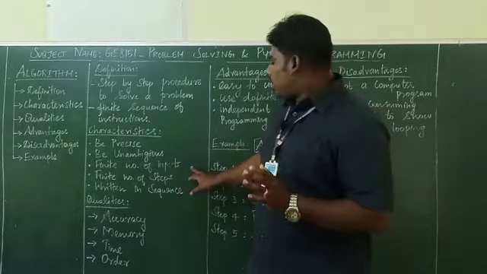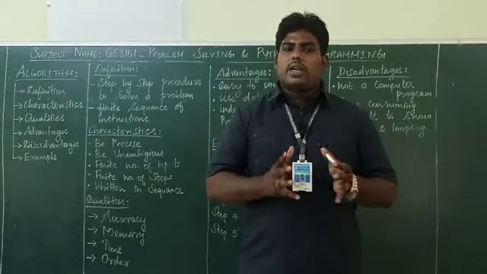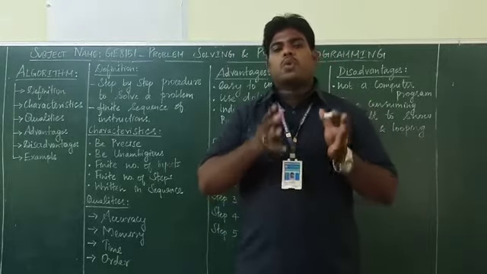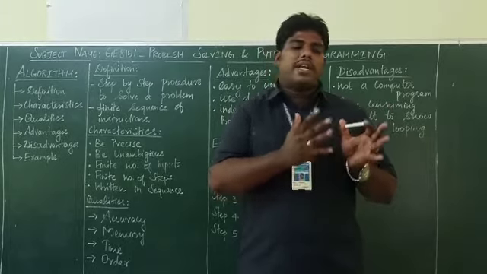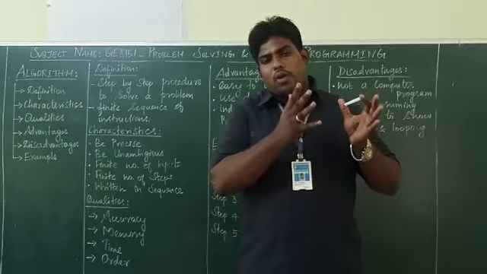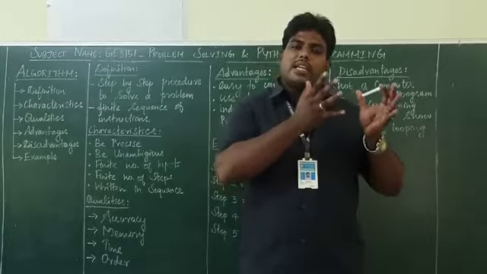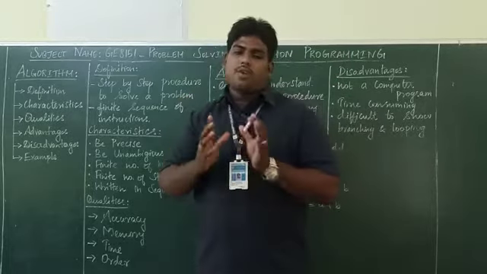The third one is finite number of inputs. While you are writing the algorithm, you have to determine what the input is and how many inputs, a finite number. For example, you are checking with 5 inputs or 10 inputs. Like that, you have to fix it. There should be a finite number of inputs. Depending upon the inputs, there should be a finite number of outputs.